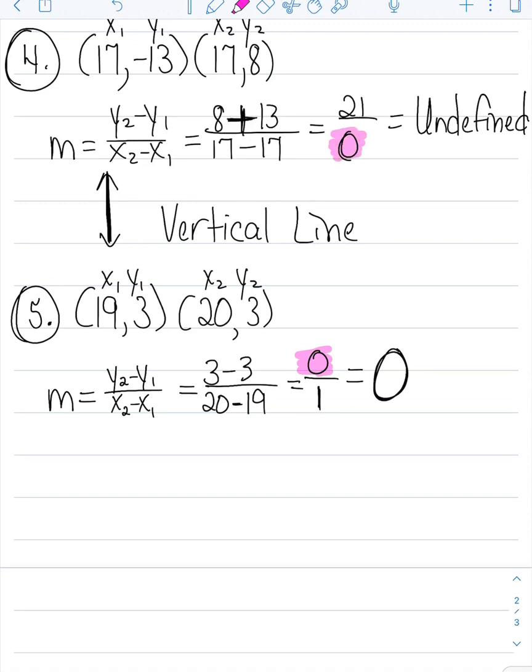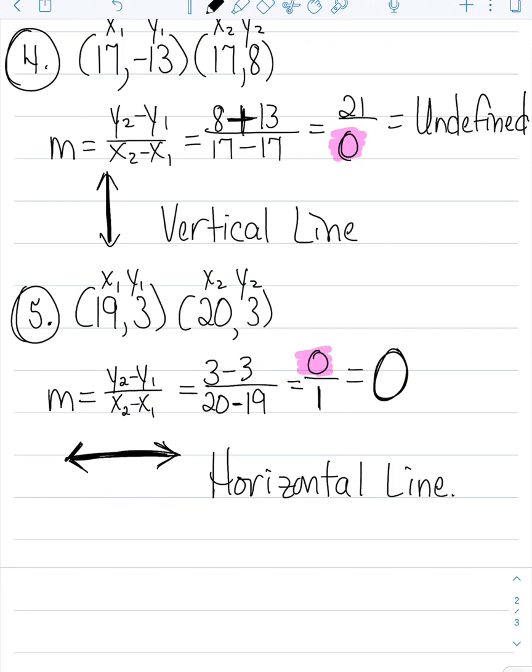In number 4, the 0 was on the bottom, so it was undefined. Now let's describe the line. Remember from our last lesson, a line that has a slope of 0 looks like this. What kind of line is that? It's a horizontal line. So if you have a slope of 0, you would describe the line as horizontal. That's how you find the slope of a line between 2 points.